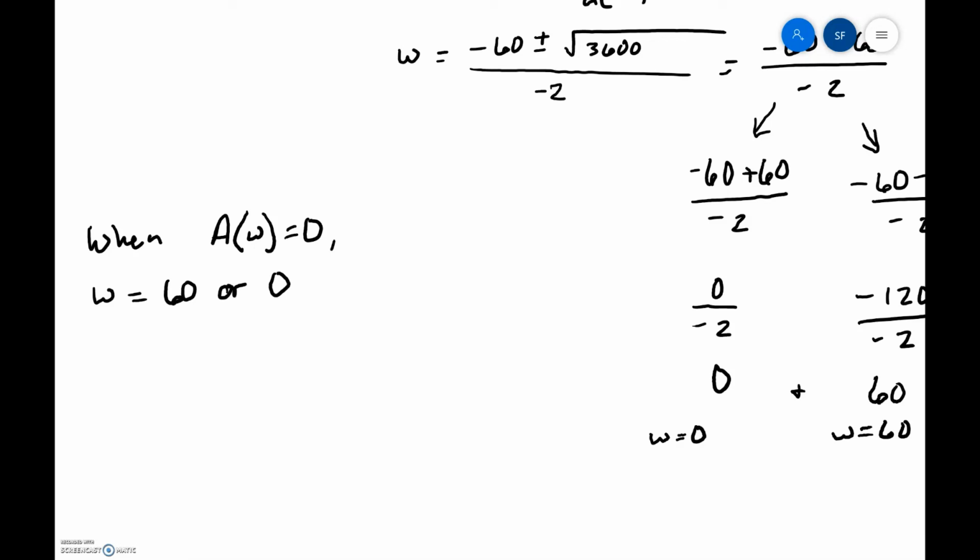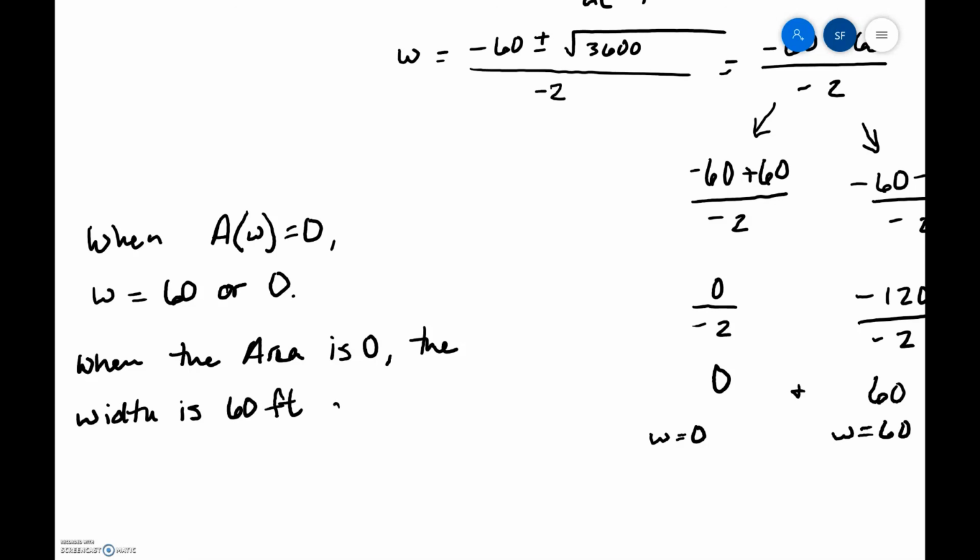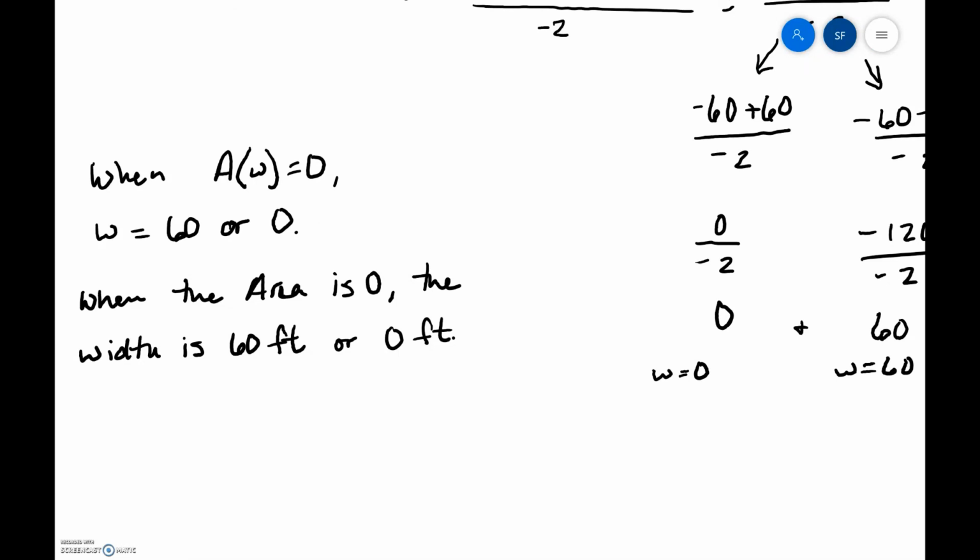So let's put that in the context of our problem. When the area is 0, the width is 60 feet or 0 feet. Does this make sense? So if we've got 120 feet of rope, if we put no amount of rope into the width, so it's all into the length, then we've got basically two lines of rope just kind of laying against each other. There's not going to be any area.